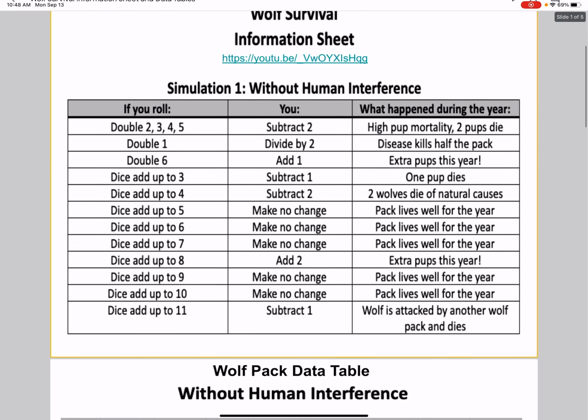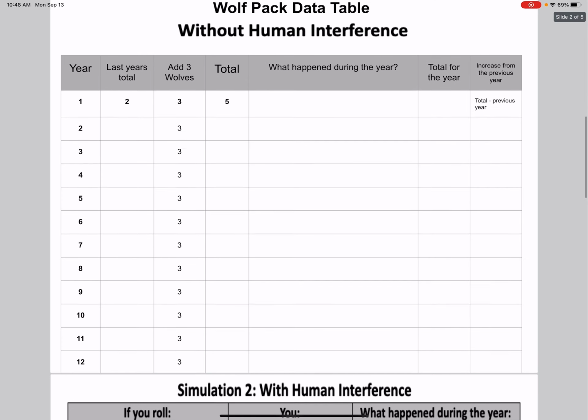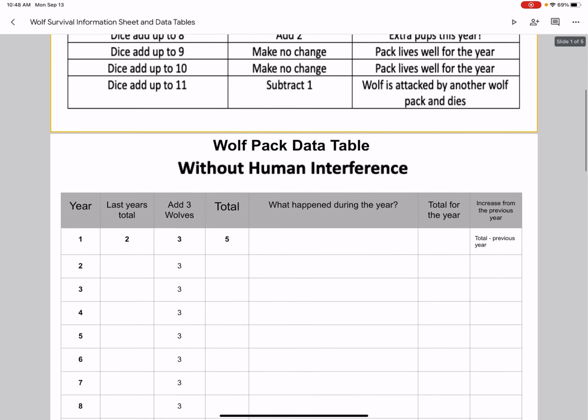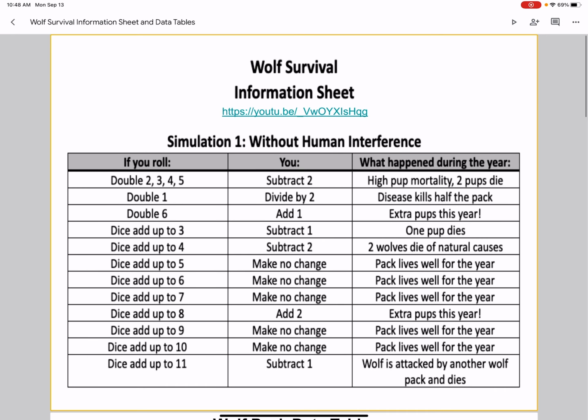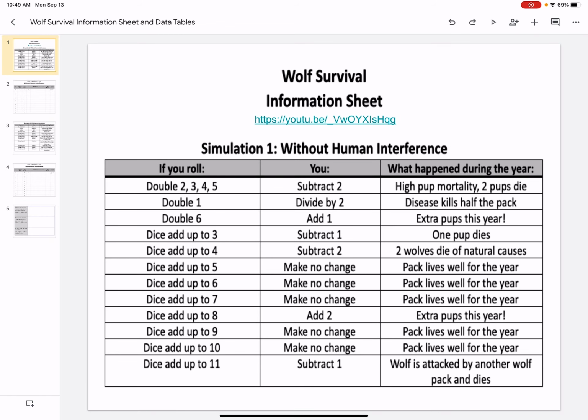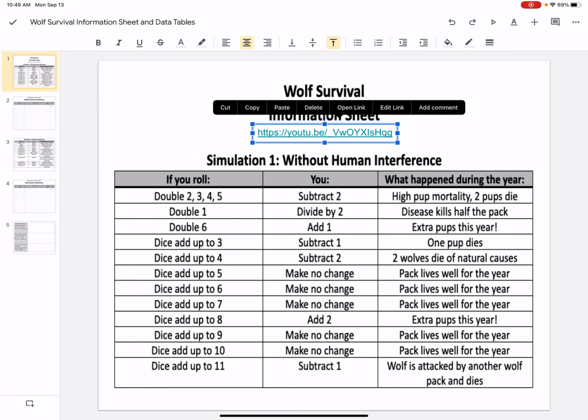Make sure you use the without human interference package for the without human table, and the same with the with human interference. For this activity, you do need some dice. If you don't have any dice, this link right up here will take you to a YouTube video of dice that you just hit pause, and it rolls the dice for you. You hit play and then pause, and play and pause, etc.